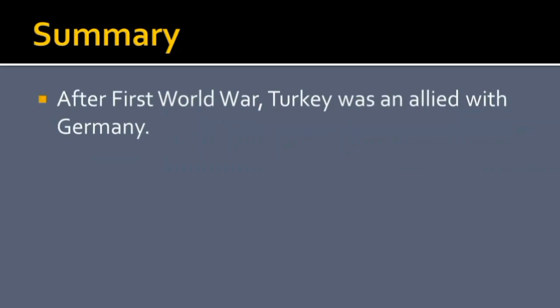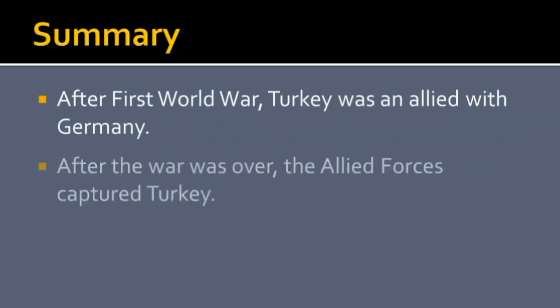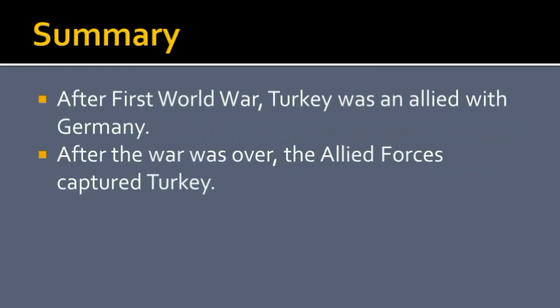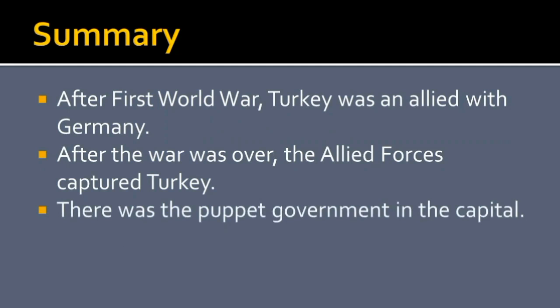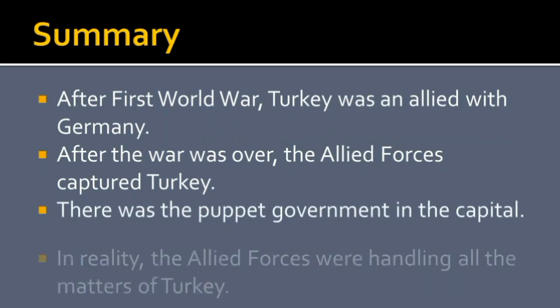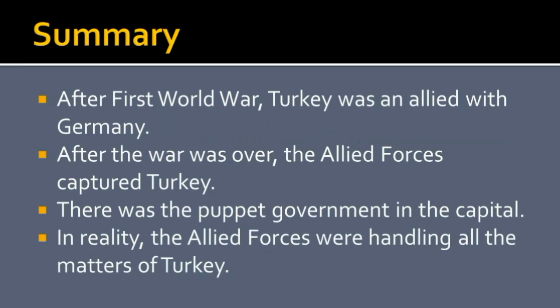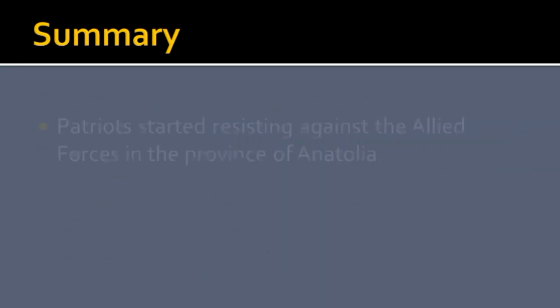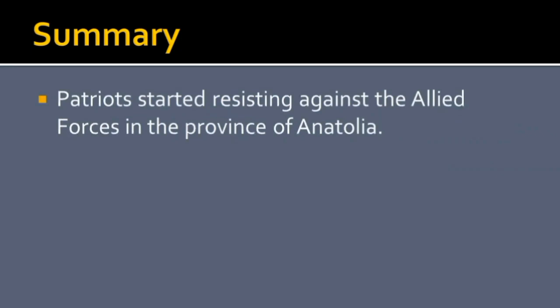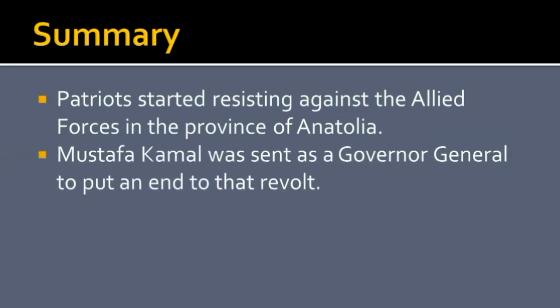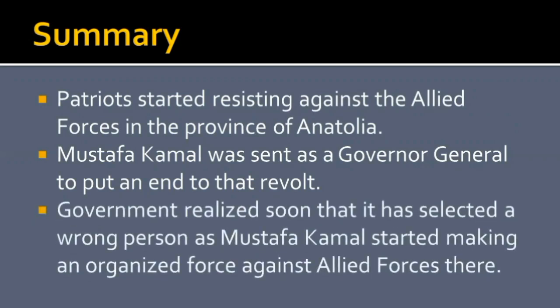After First World War, Turkey was allied with Germany. After the war was over, the Allied forces captured Turkey. There was a puppet government in the capital. In reality, the Allied forces were handling all the matters of Turkey. Patriots started resisting against the Allied forces in the province of Anatolia. Mustafa Kamal was sent as a governor-general to put an end to that revolt. Government realized soon that it had selected a wrong person, as Mustafa Kamal started making an organized force against Allied forces there.